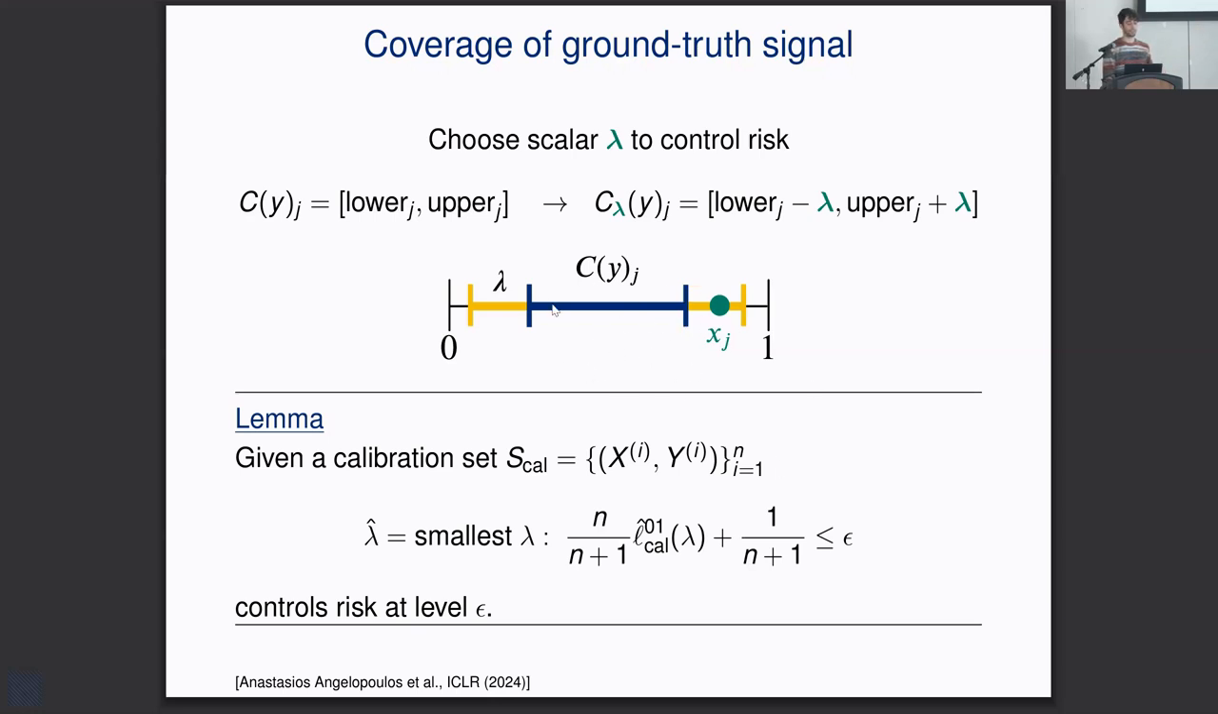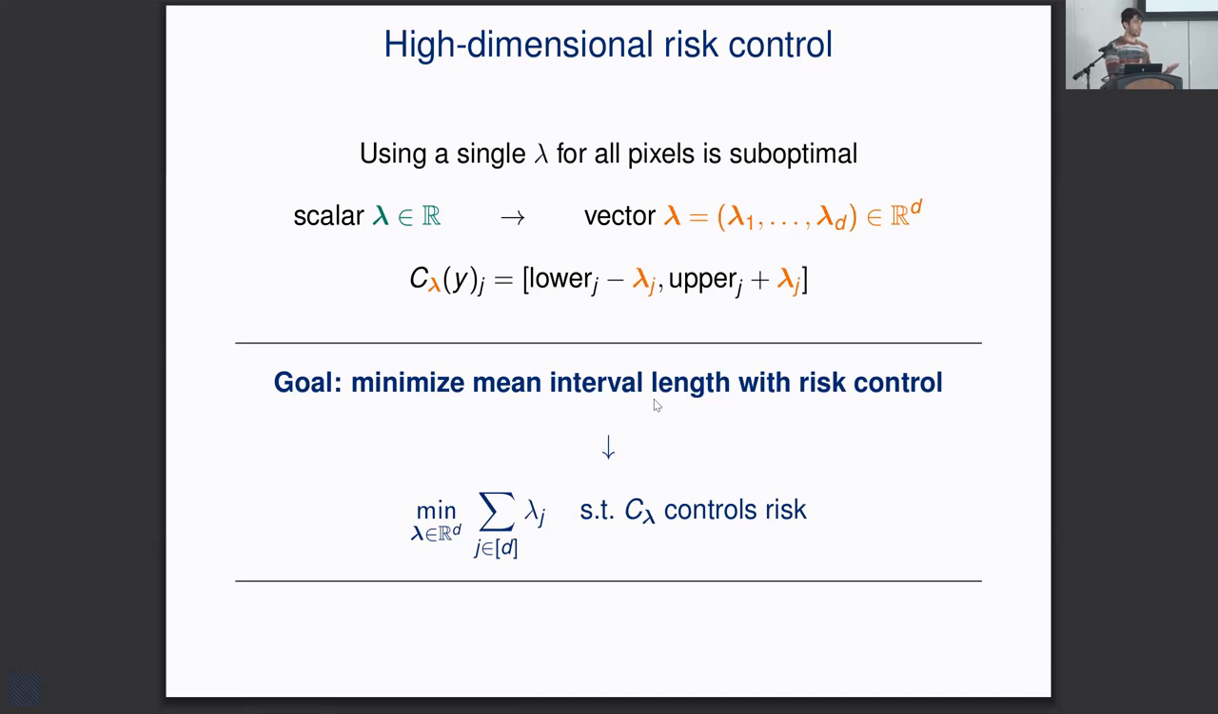And again, the picture that I would like everybody to keep in mind is that this just means adding lambda, such that you include the pixels. Perfect. In high dimensional settings, such as the ones that we care about, choosing the same scalar for all 200,000 pixels is very suboptimal in terms of the mean interval length, right? The uncertainty in the background is very different from the uncertainty in the ribs, in the heart, in the lungs, in the nodules. So the first idea is to extend this to high dimensions. Instead of choosing one scalar lambda, we're going to find a vector lambda that tweaks the intervals independently. So each pixel can be tweaked by a different value, lambda j, now.